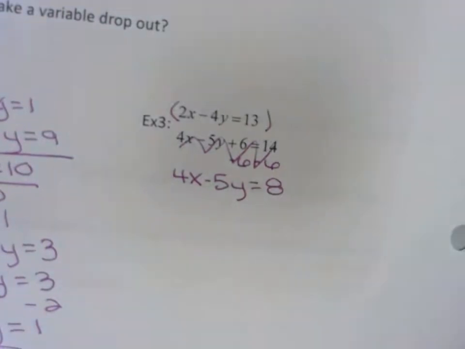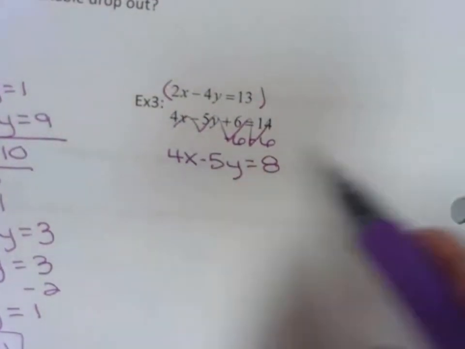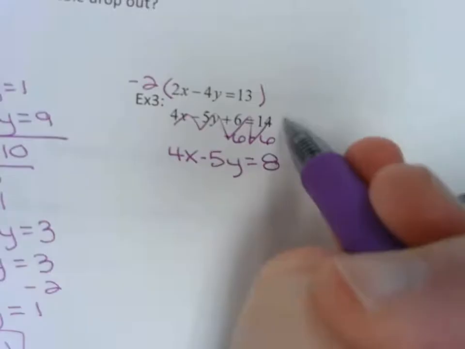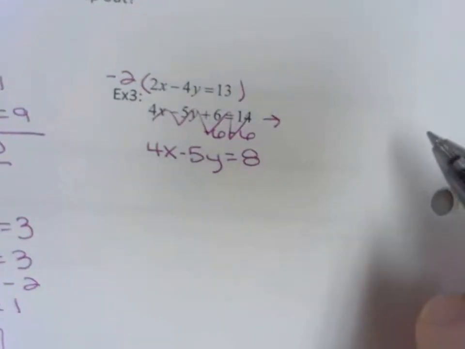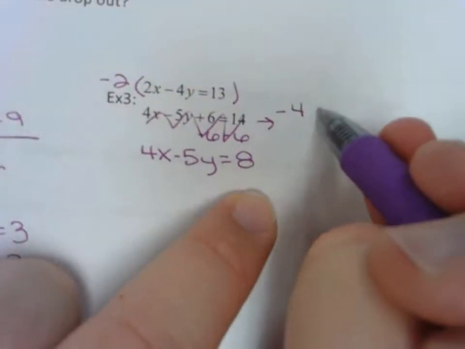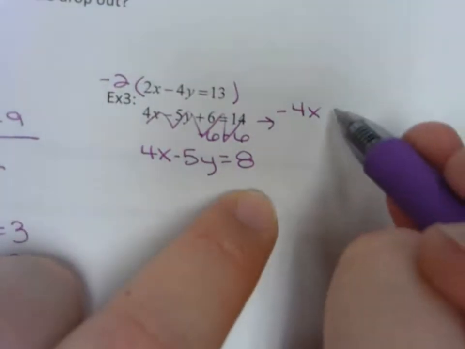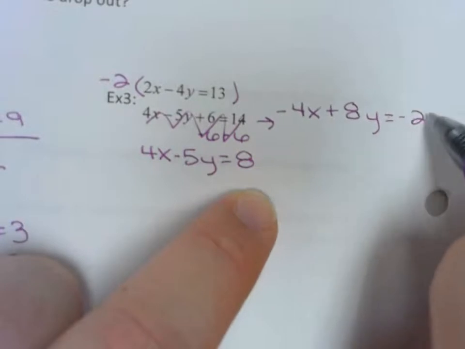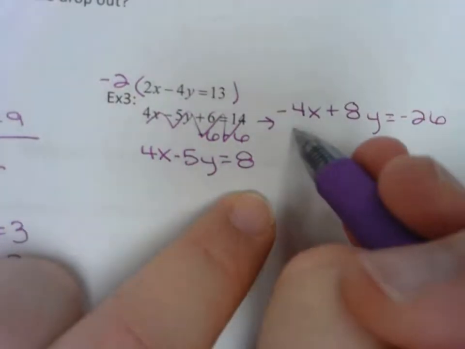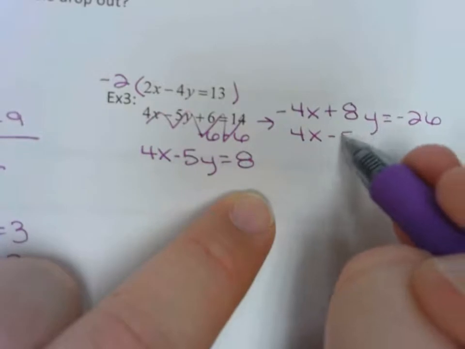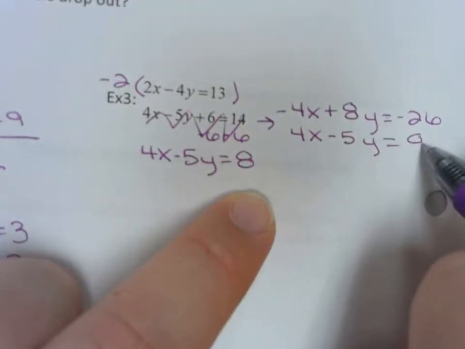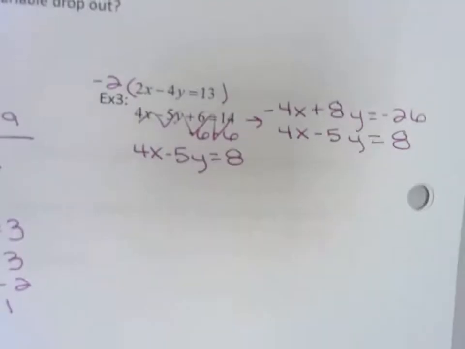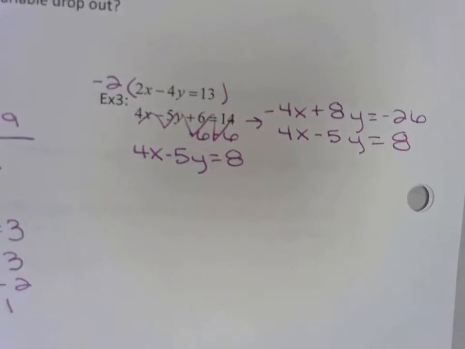So we're going to take my top equation. I have a positive 4x in the bottom, so I'm going to multiply my top equation by negative 2. That will give me negative 4x. I distribute the negative 2: negative 4x plus 8y equals negative 26. And then your bottom equation, 4x minus 5y equals 8. So you have to decide what you can multiply one of the equations by to cancel out when you add, to get the same number, opposite sign coefficient.